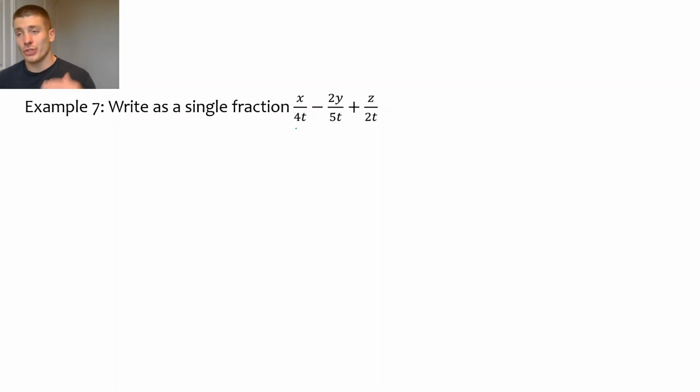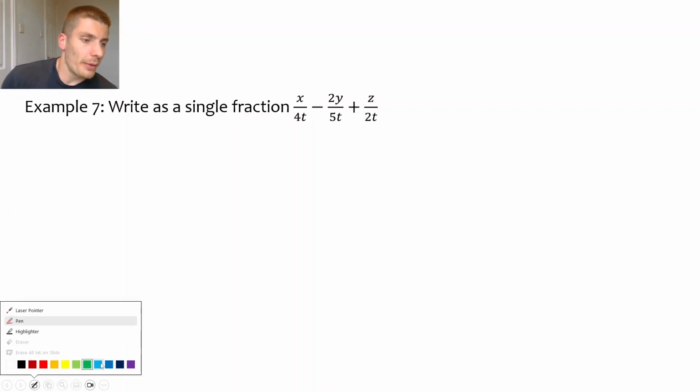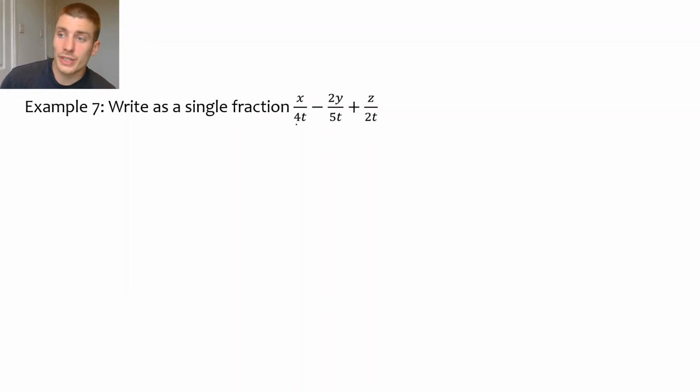Now, what's the lowest number that 4, 5, and 2 both go into? If you're really unsure here, you can write out your times table, but it's going to be 20, isn't it? 4 goes into 20, 5 goes into 20, and 2 goes into 20, and it's the smallest number that works. So you've got to now really think, well, for 4t to get to 20t, we can times this one by 5, and do the same thing on the top.